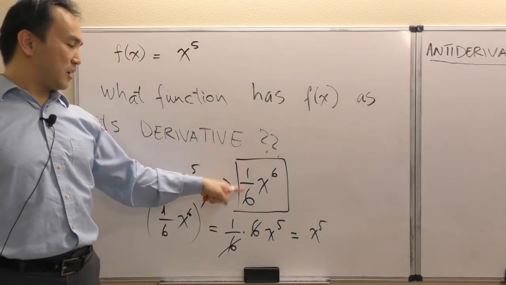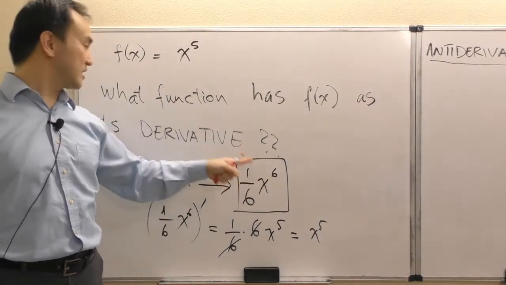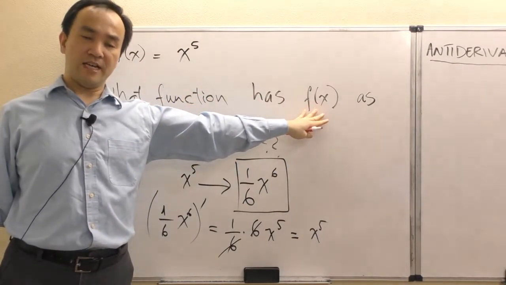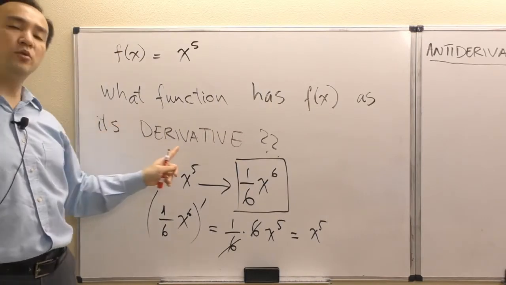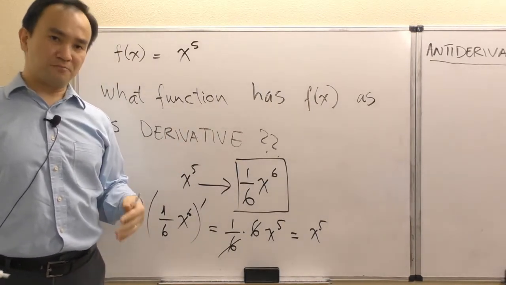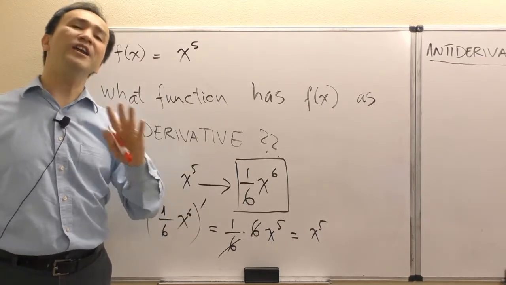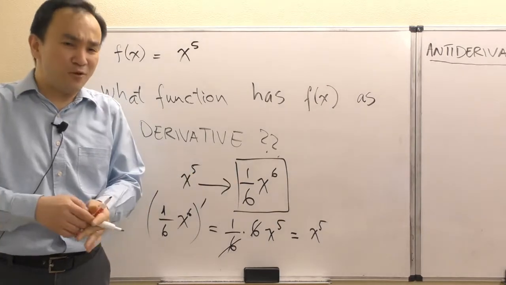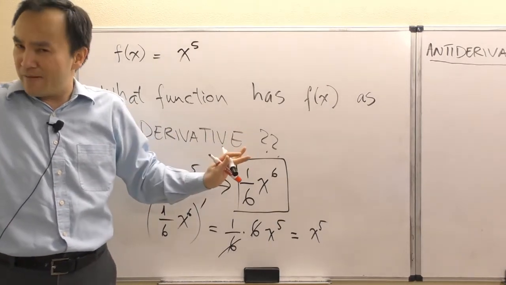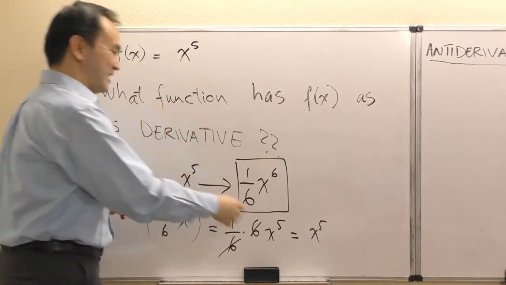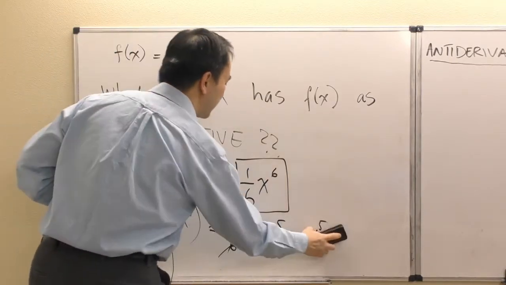So now I'm saying 1/6 x to the 6th is the function that has x to the 5th as its derivative. Okay? All right, so I'm going to create quickly one for anyone viewing this video to quickly try on your own. And it's not even a formal example yet, and I did not even introduce any name yet. Let's just stay with this question. What function has f of x? So I'm going to switch to a different f of x. How's that?